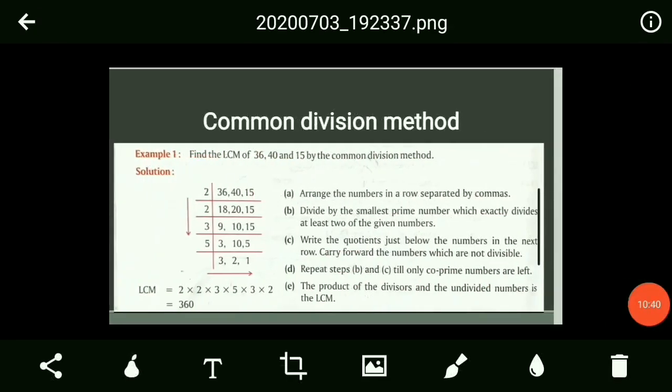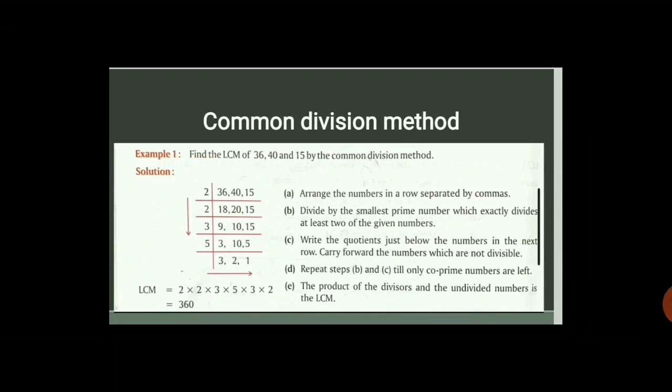Now, we will do the common division method. Find the LCM of 36, 40, 15 by the common division method. It means you take all the numbers together. Last time I also told you how to do this thing, and your class teacher, whoever taught you last time, told you how to do this.